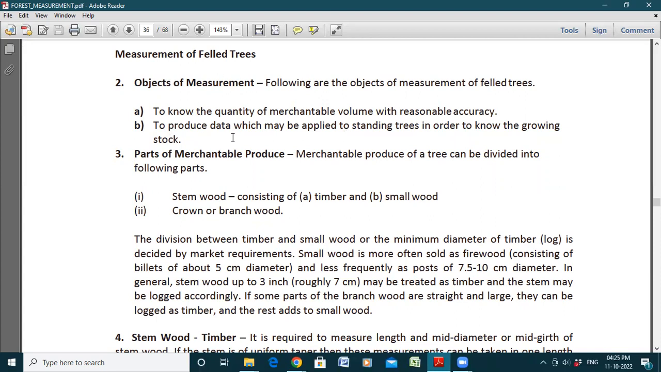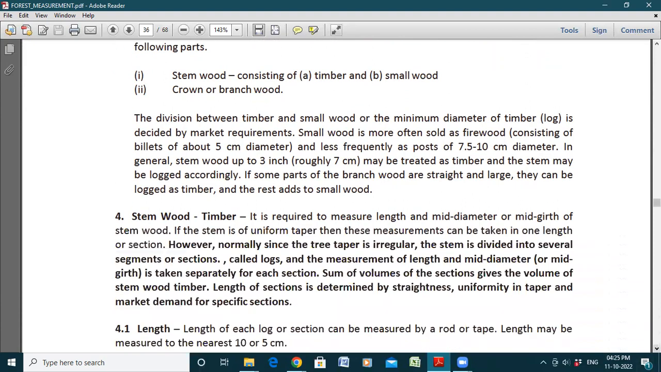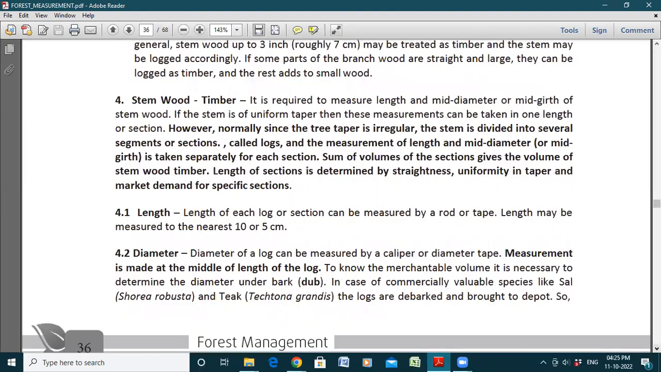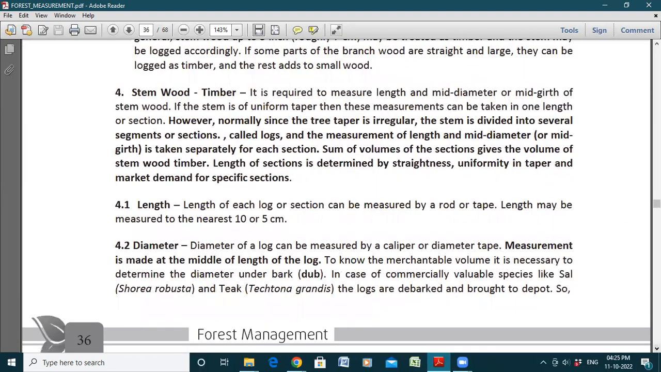Then parts of merchantable produce: stem wood, timber and small wood, then crown and branch wood. It is required to measure the length and mid diameter or the mid girth of the stem wood.